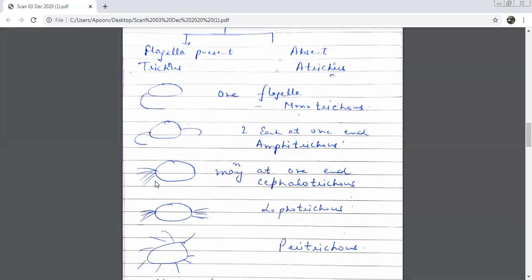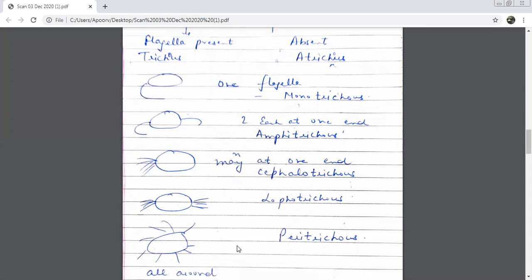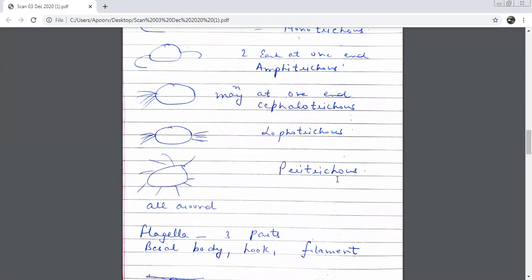And we had a bunch here, we have a bunch here also now. This is lophotrichous. What is this? Lophotrichous. And the last one, पूरा body के ऊपर all over we have these flagella. Then this kind of arrangement is known as peritrichous. Clear everybody? Okay. Should I move further? If you are all okay?